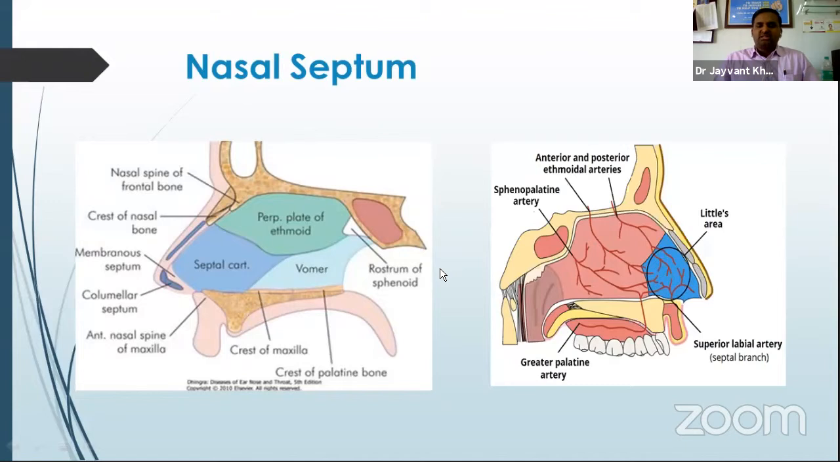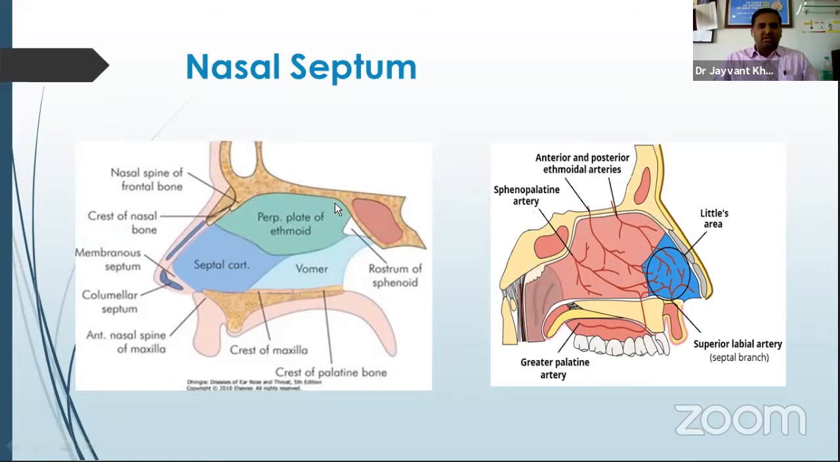It is important to know Little's area in this regard of nasal septum, because at the anterior inferior part of the nasal septum there is Little's area, which consists of an anastomosis of 4 arteries: sphenopalatine artery, greater palatine artery, ethmoidal artery, and superior labial artery septal branch.